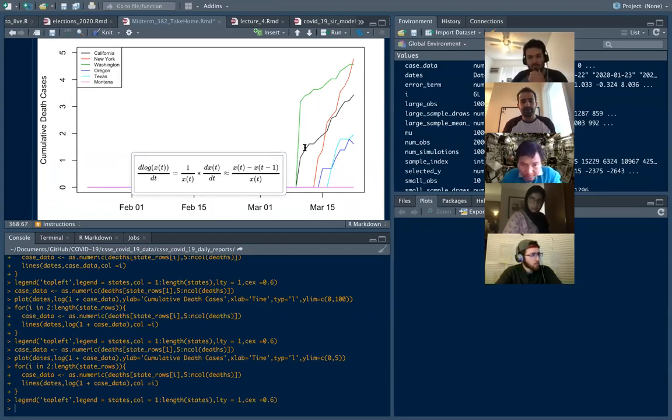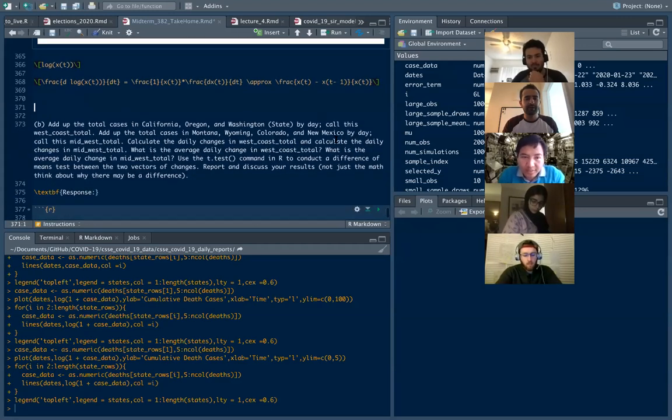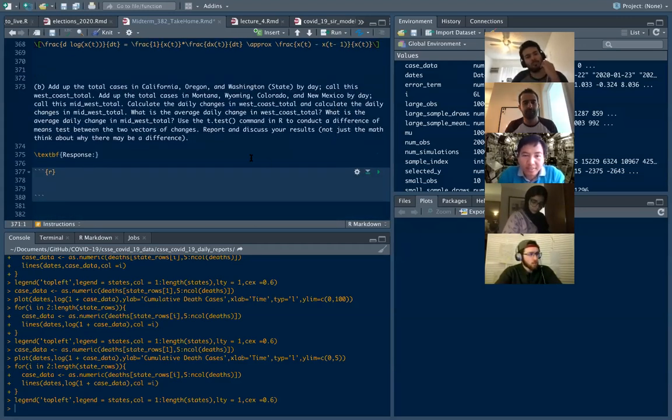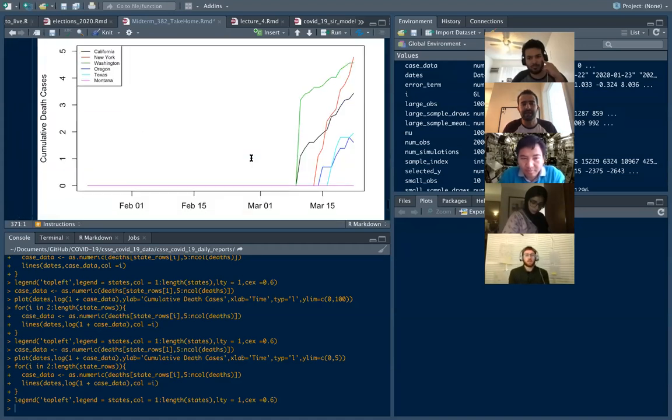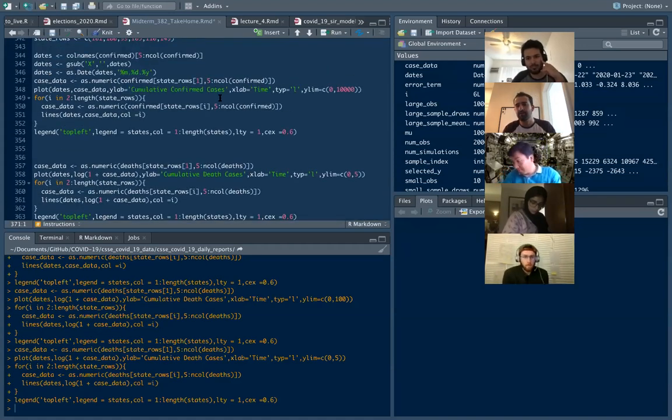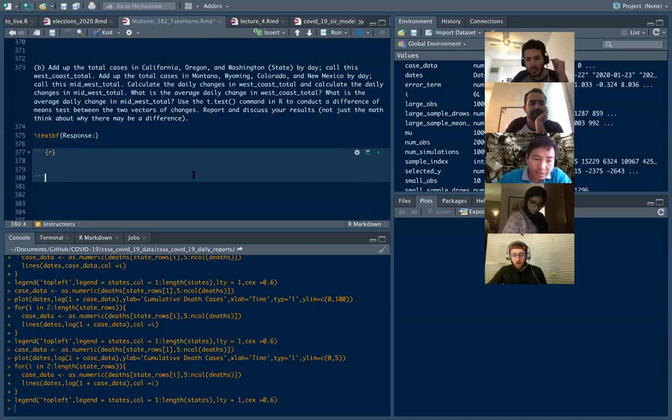With the next question, I wanted you guys to take the data for California, Oregon, and Washington and combine it with the data for Montana, Wyoming, Colorado, and New Mexico. So basically exactly the same steps we did up here, but then just add them all together and compare the difference in the average change. Okay, and what did you guys find when you did that? For the last problem, what did you guys find? West Coast is higher.